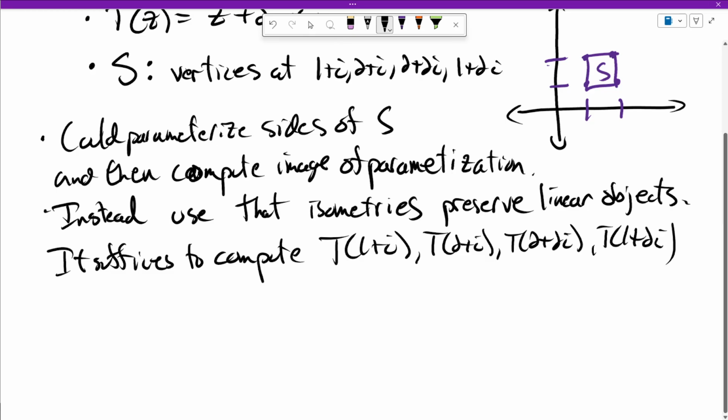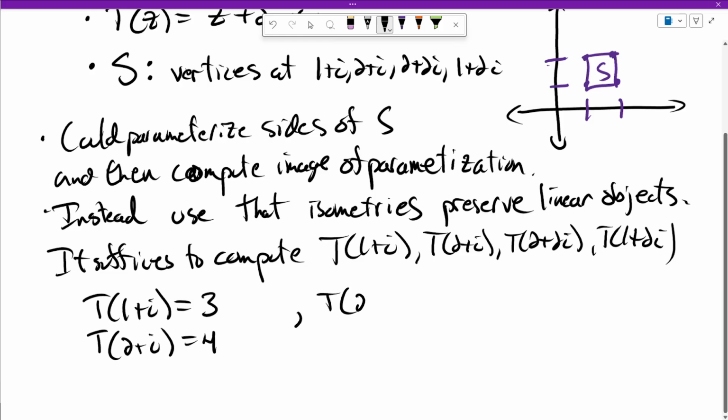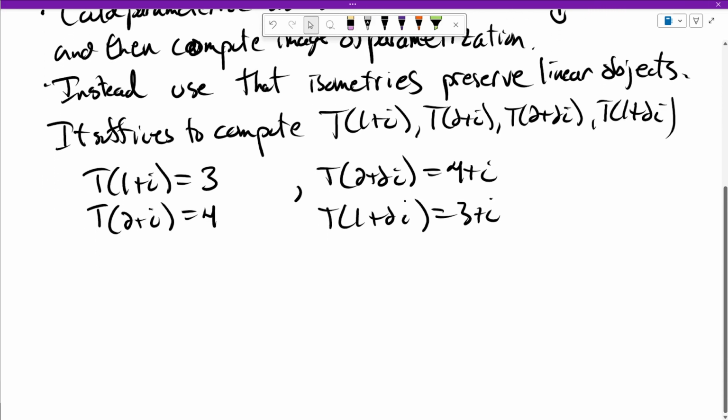And remember, T is the translate by 2 minus i function, so all we're going to do is add 2 minus i to these. So we get 3, we're going to get 4, we're going to get 4 plus i, and we're going to get 3 plus i. So we have to add 2 to the real part and subtract i from the imaginary part.